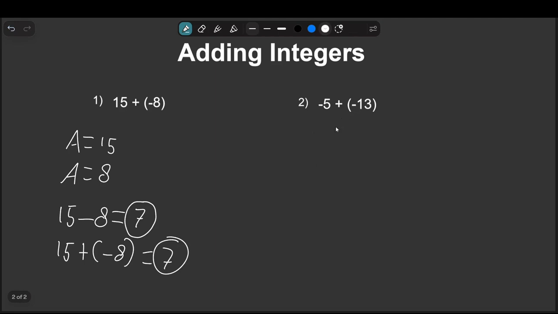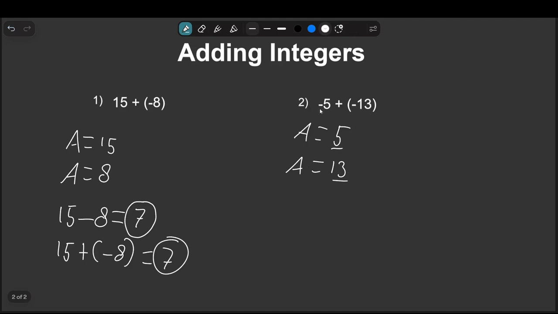Now let's go over to the second example, where we have minus 5 plus minus 13. In this case, the absolute value in the parentheses is greater than the one without, so the order is switched up for this one. In the last one, the greater absolute value was on the left, and in this one, it is on the right. Again, let's write the absolute values of both. The absolute value of minus 5 equals 5, because it is 5 away from 0. And the absolute value of minus 13 equals 13, because it is 13 away from 0. So our absolute value of 13 is bigger than our absolute value of 5.